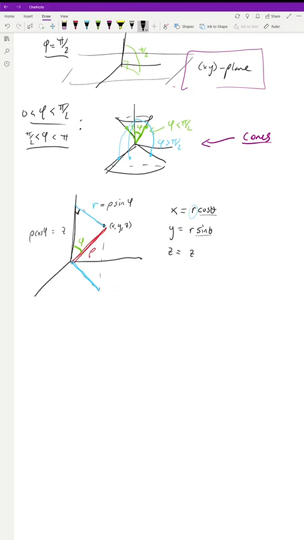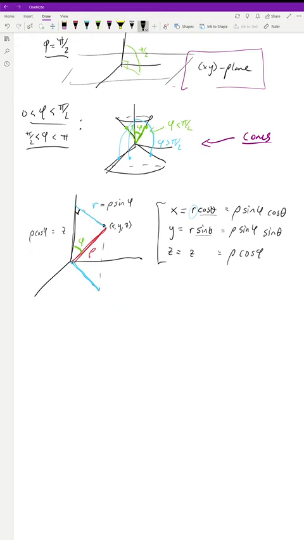And so the three coordinates x, y, and z in terms of spherical coordinates we write as rho sine phi cosine theta, then y is rho sine phi sine theta, and z is rho cosine phi. Okay, and this is how we express x, y, and z in terms of our spherical coordinates.